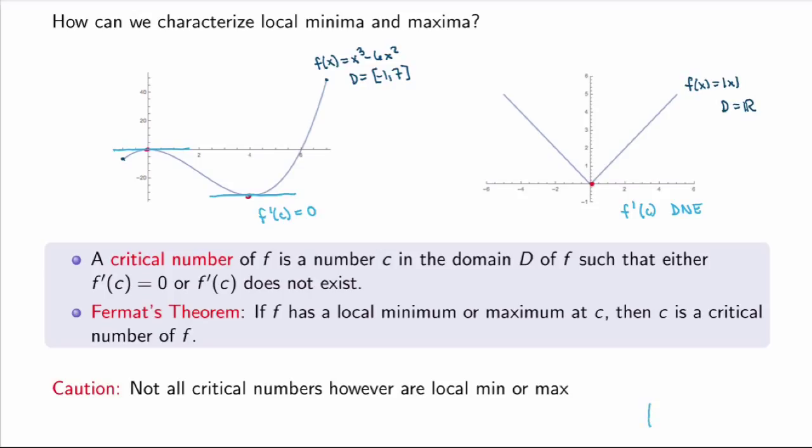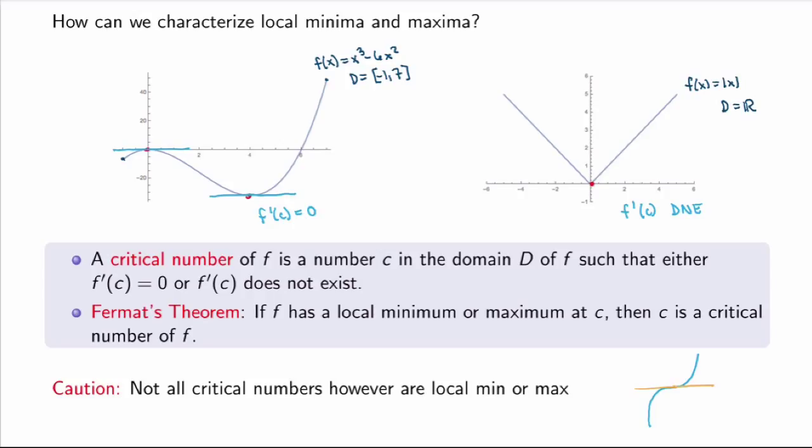For example, the function looks like this. Well, at some point here, there is a point here which is a critical number because the tangent line is horizontal, but it's not a local min nor a local max because f of c is actually greater or equal than f of x for x less than c, but it is less than f of x for x greater than c. So it's not a local min nor a local max.